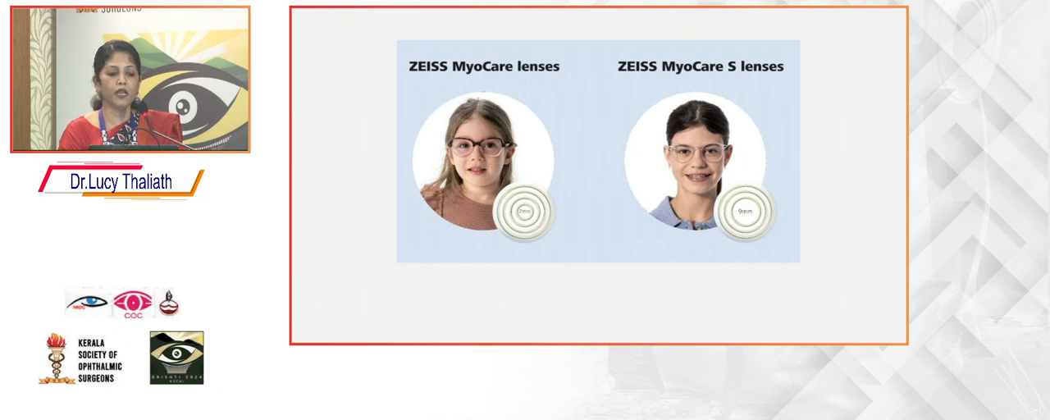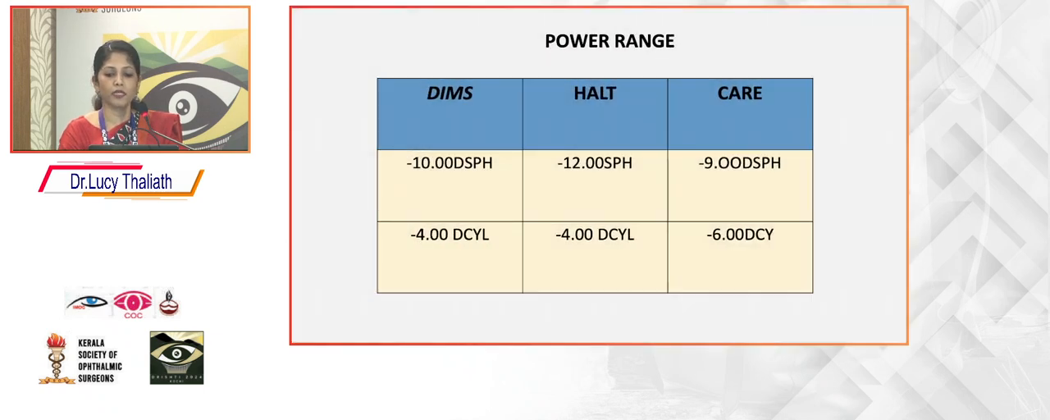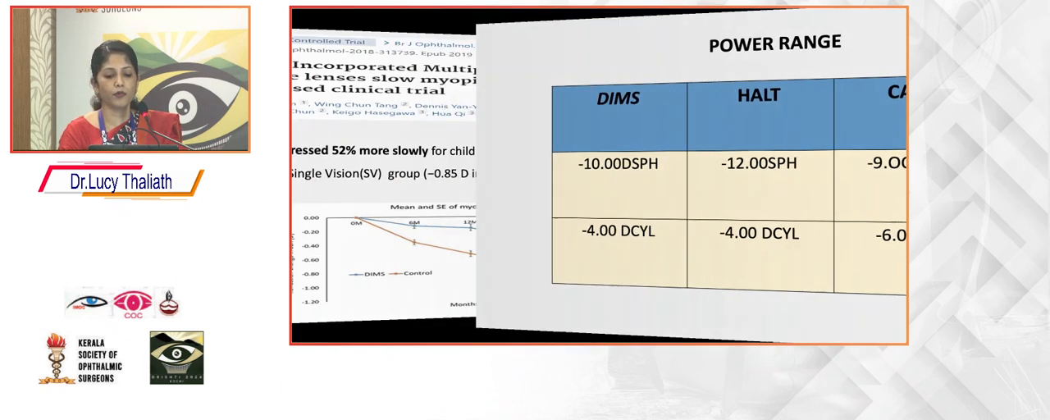Two models are available, one for the less than 9 age group and one for the more than 9 age group. For the less than 9 age group, the central area is 7 millimeter, and for the more than 9 age group, it is a 9 millimeter central clear zone. And the power ranges for the DIMS, HALT, and the CARE technology are shown here. For the DIMS, it's up to -10 D sphere and up to -4 D cylinder, and the HALT glasses -12 D sphere and -4 cylinder, and the CARE technology -9 sphere and -6 cylinder power.